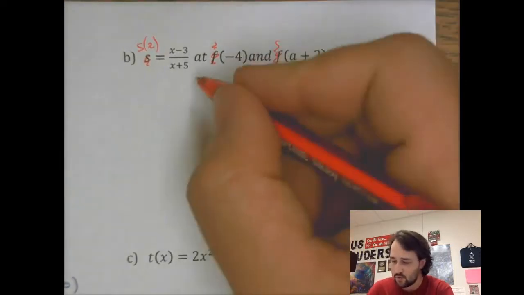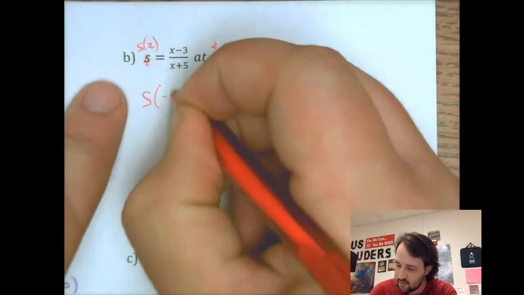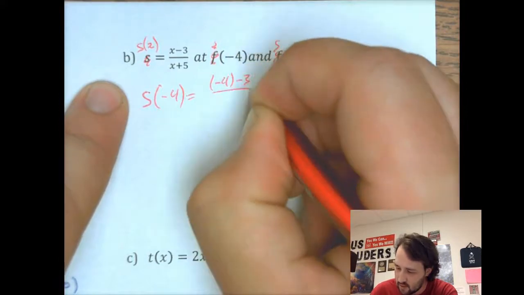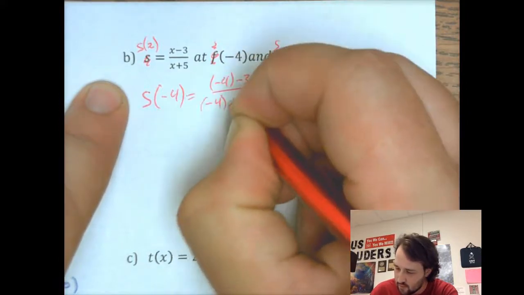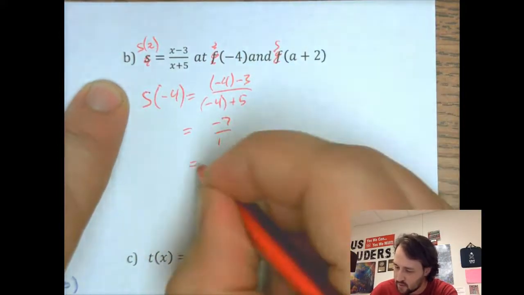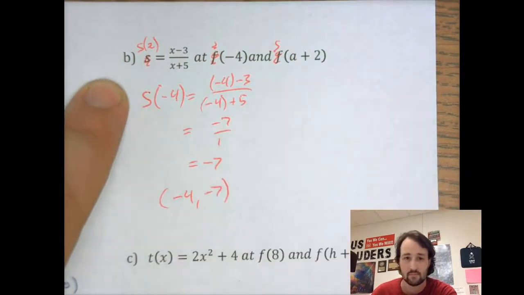Oh well, so all I'm going to do is substitute -4. So s of -4 would be, if I substitute -4, -4 minus 3 over -4 plus 5. So this would simplify to -7 over 1, which is just -7. So I could have the point (-4, -7).